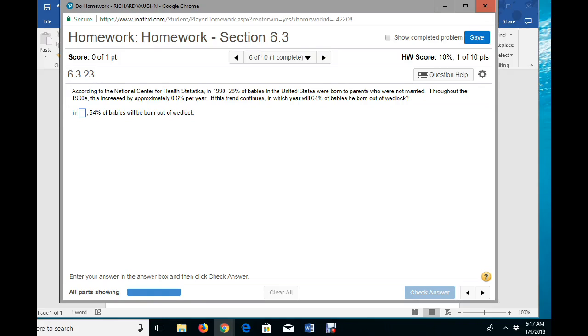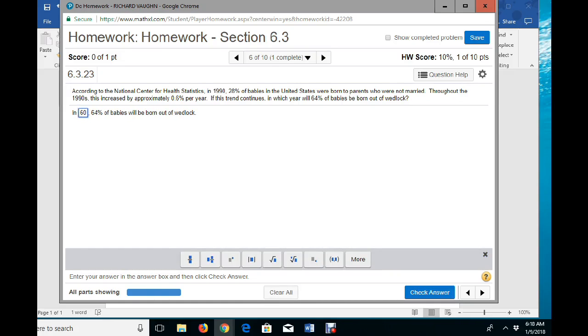And that 36% is going to be at 0.6 per year. So it's going to take 10 years for it to go up 6%. And so it's going to take another 6 times that for it to go up 36%. So I think the answer is going to be 60 years.